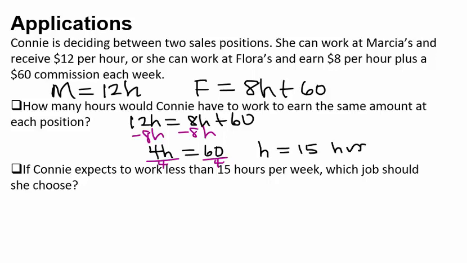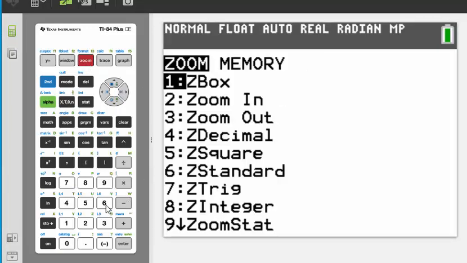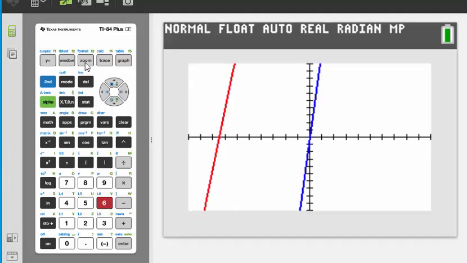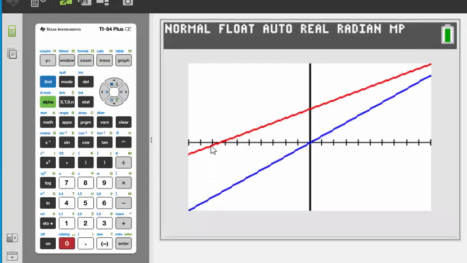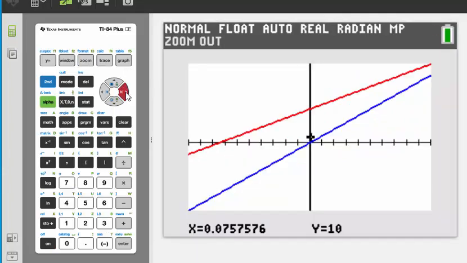If instead you would like to graph these lines on my calculator, in y equals, I'm going to type 12x for the first line and 8x plus 60 for the second. Since I'm unsure what the window should be, I'm going to try Zoom 6, which is the standard viewing window, and then Zoom 0, which is Zoom Fit. And then I'm going to zoom out around this upper right-hand corner, so Zoom 3, because our goal is to see where these lines intersect.